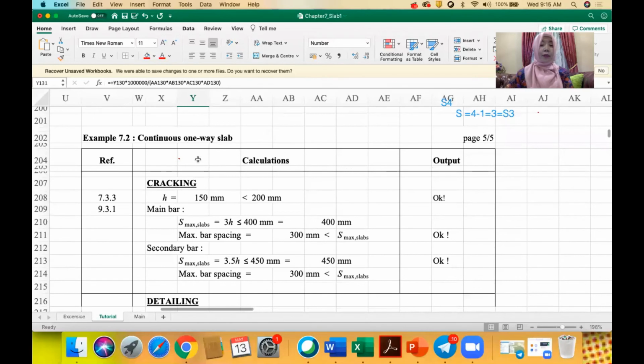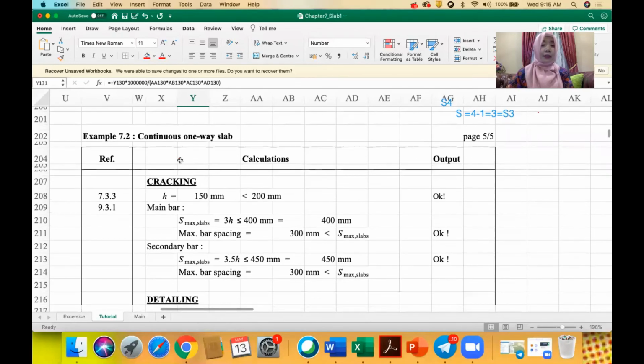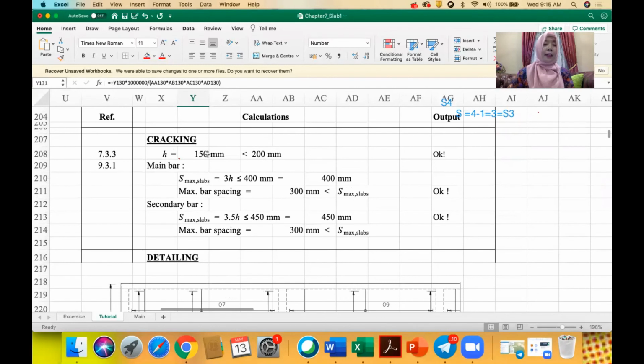Continuous one-way slab, for cracking. Remember, our bar spacing must be less than 200 if we want to check using the simple method here. And our H is 150, therefore for the main steel, the spacing must be less than 3H or 400, whichever is lesser. So 3H, 150 times 3 is 450, then we must take 400 as the max here.